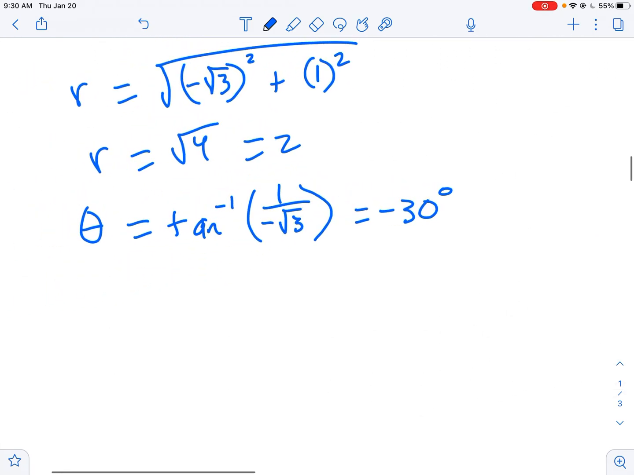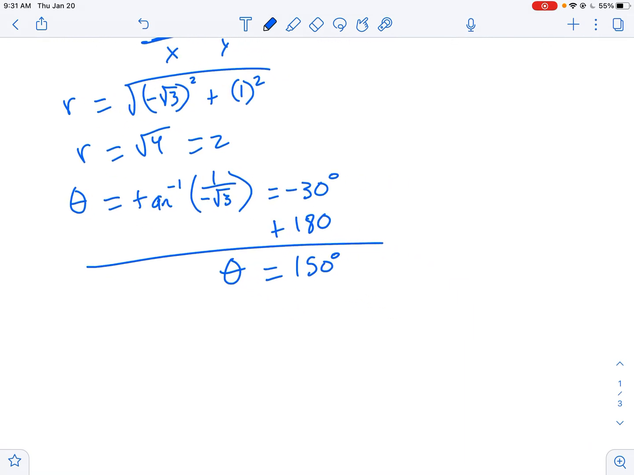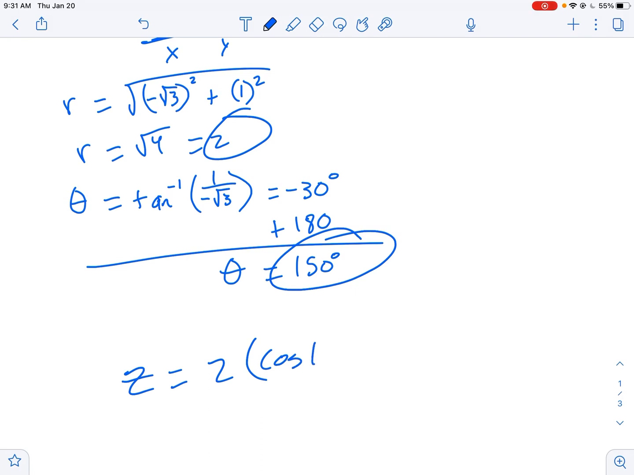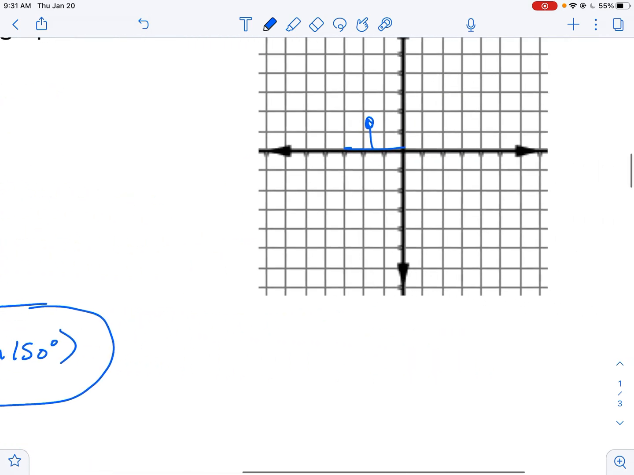So kind of like that last time when we were dealing with polar coordinates, sometimes you just have to add 180 or add 360 to get it in the right quadrant. So we're going to do theta is going to equal 150. Nice. So we got r, we got theta, and now we can write it out. Z is r, just 2, times cosine of 150 plus i sine of 150 degrees. And now we got the polar form of this complex number, and we're going to go ahead and graph it.